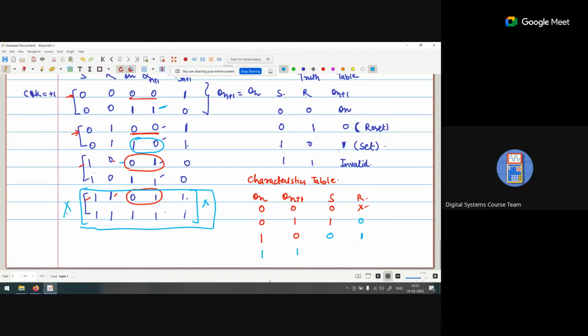Okay, and when 1, 1, so this is the 1, this is the 1. So in this particular situation, you see the R is constant, that is 0, and S varies, it is a 0 and it is a 1. So it is a don't care condition. So 0, 1, 0, cross and cross, 0, cross, 1. Sorry, cross 0, 1, cross 1, 0. Okay, so this is the characteristics table for SR.